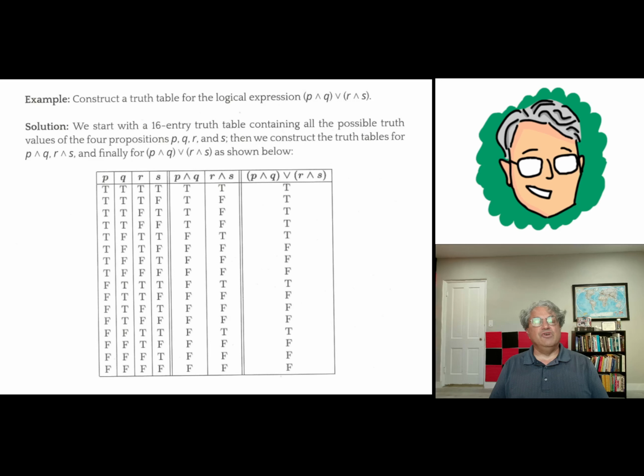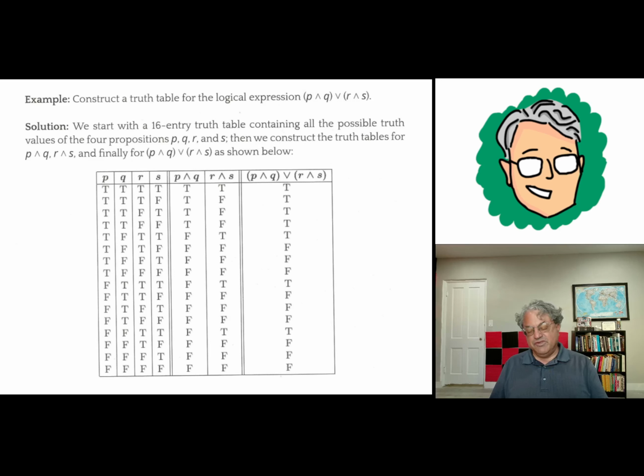And so we have to go through all 2 to the 4th, or 16, possibilities. It's a lot of possibilities. Like I said, these things can get to be kind of a pain when the number of variables gets large. But anyway, let's just go through this.